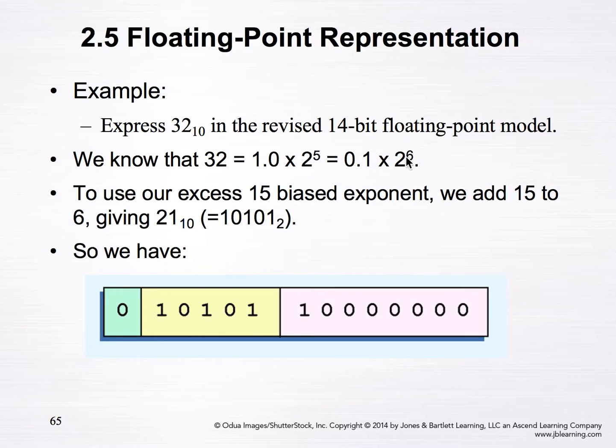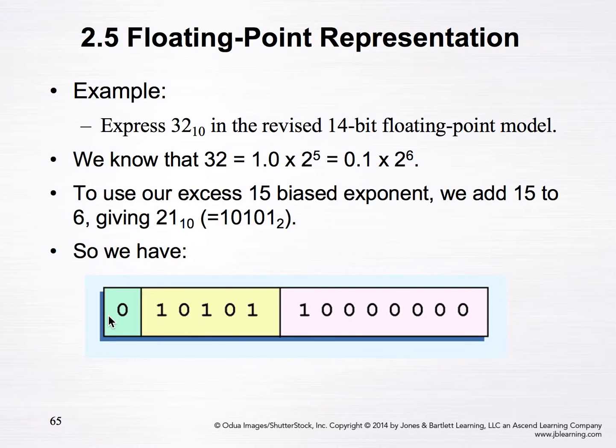Now, in order to represent the exponent value right here, we use the excess 15 biased exponent. Basically, we take the value of the exponent and add 15 to it. So 15 plus 6 gives us 21, and then we transform the 21 into binary representation. That's the exponent part of the number 32. So the number 32 will be represented using floating point representation as follows.